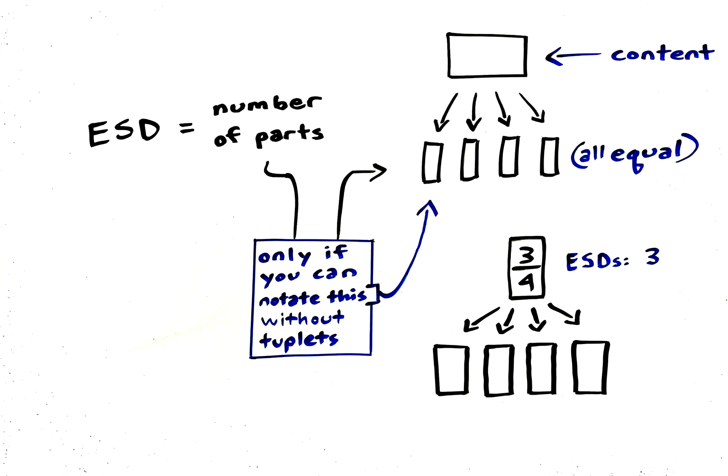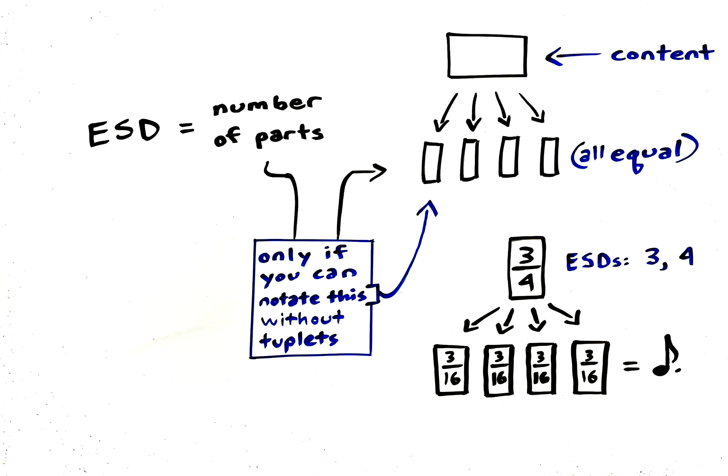Each part has a length of 3/16. Now, can we notate a length of 3/16 without using tuplets? Yes, we just write a dotted eighth note. Therefore, a content of 3/4 also has an ESD of 4.